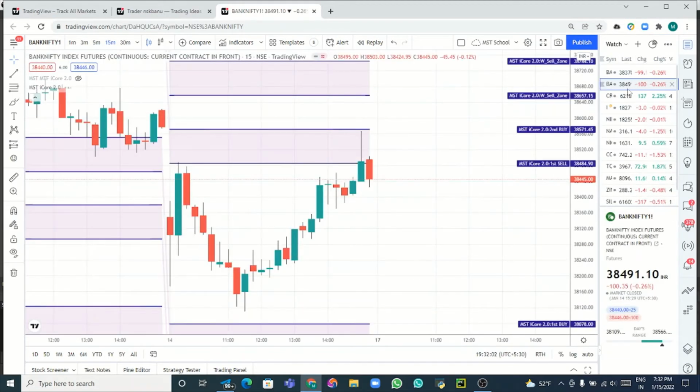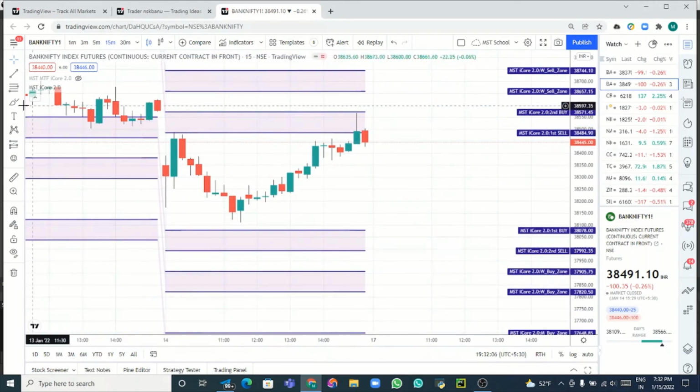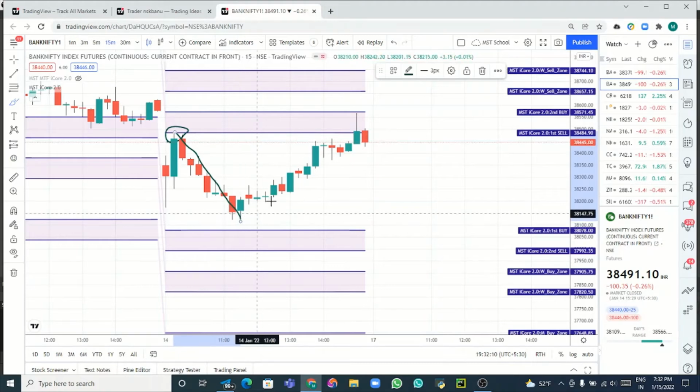So I will show you for the Bank Nifty futures. Bank Nifty futures, what happened? Exactly, sell activated, targets hit.